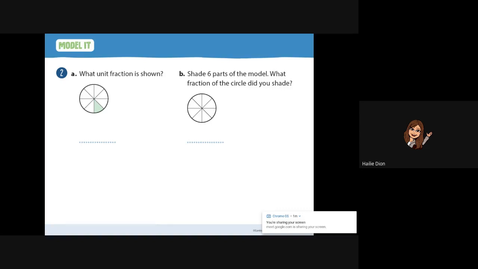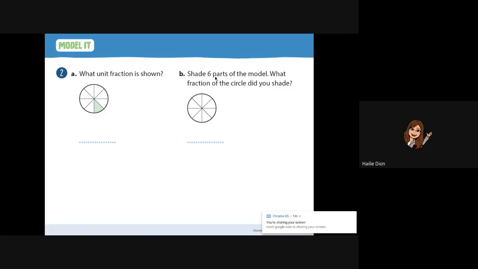Now same thing here. What unit fraction is shown? Here we have a circle with 1, 2, 3, 4, 5, 6, 7, 8 pieces, and they're all equal sizes, so we know we can make a fraction out of it. So we have to make a unit fraction for this one piece out of the 8 total. So again, unit fraction, we have to have a 1 in the numerator. We know that from yesterday. So we're going to have 1 out of 8 total pieces, or 1/8.